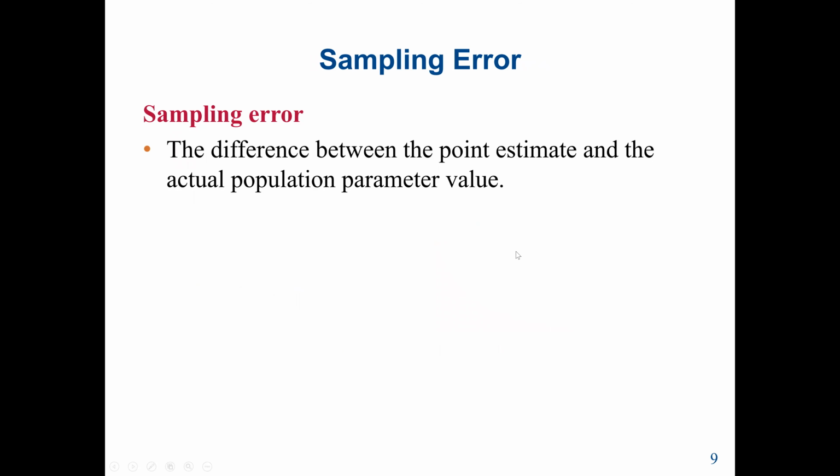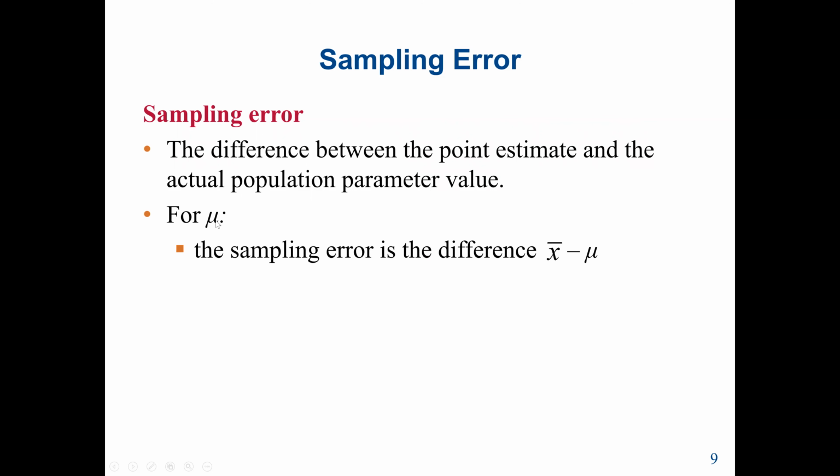Next we talk about sampling error. A sampling error is the difference between the point estimate and the actual population parameter value. Here we use the term point estimate; estimate means it's not the actual value. If the sampling error is 0, that means the point estimate and the actual parameter value are the same, and that's always our main goal.